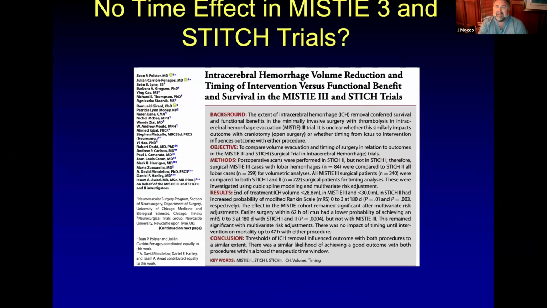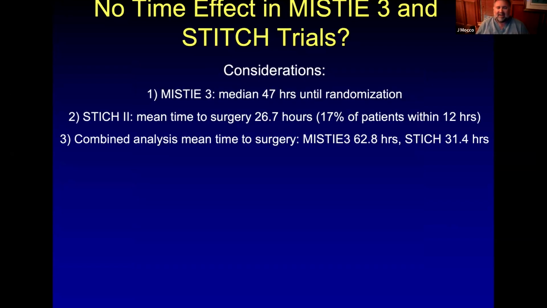Now, you might have seen this paper that said, well, they did an analysis of the MISTIE 3 and the STICH trials, and those studies showed no benefit, no effect of time. Well, that's true, but consider the fact that the median time until randomization, not even surgery, in MISTIE 3 was 47 hours. In STICH 2, the mean time to surgery was over 24 hours, it was 27 hours, right? And the combined analysis in that paper, when they talked about the mean time to surgery for the MISTIE cohort and the STICH cohort, it was 63 hours and 31 hours respectively.